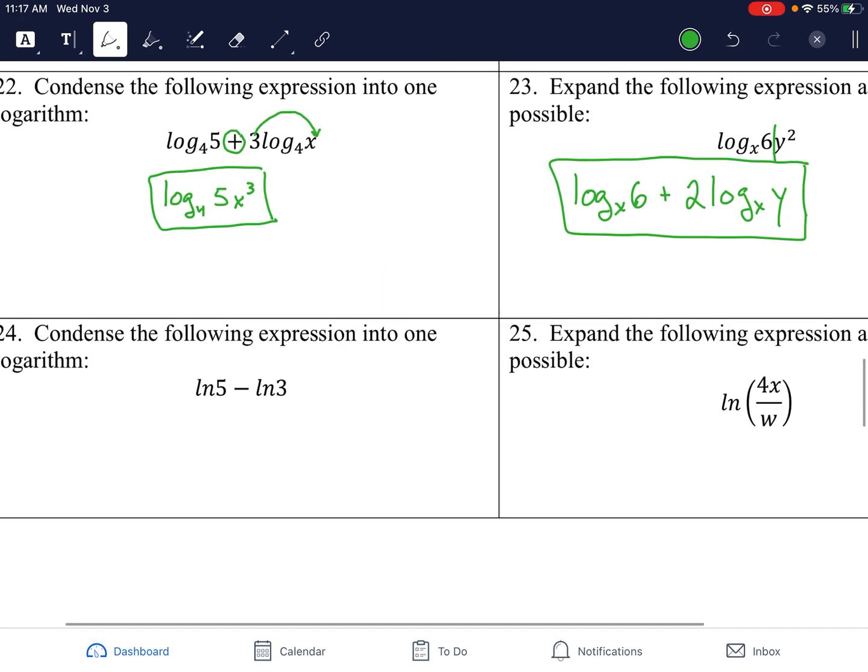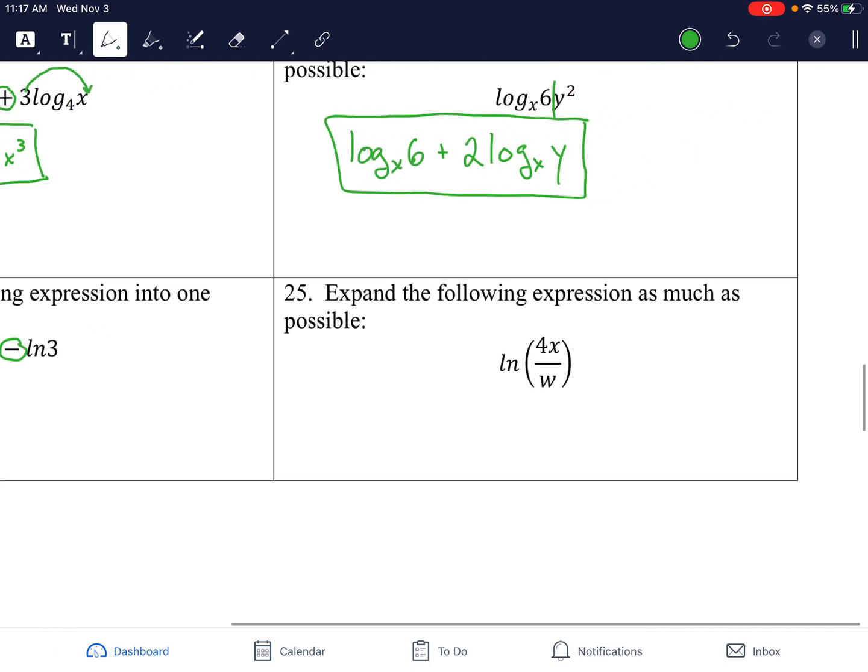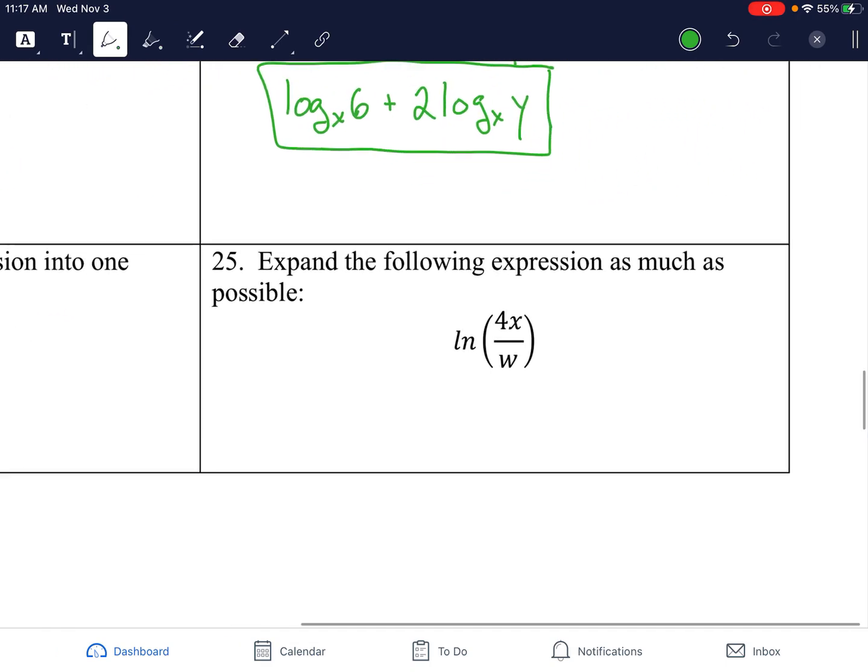All right. These are natural logs, but they work the same. Because we have a minus sign, we're dividing, so we have natural log of 5 over 3. And then here, we're expanding. This is going to have 3 parts because it's 4 times x. So we're going to have natural log of 4 plus the natural log of x. And we're dividing the w, so that's going to be a minus natural log of w.